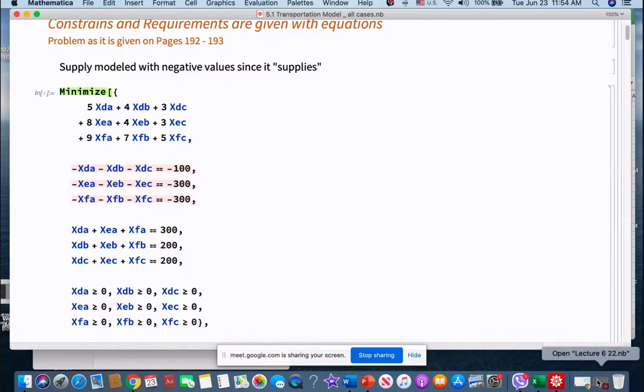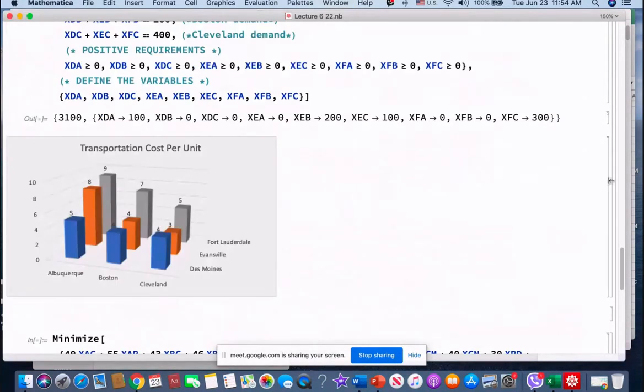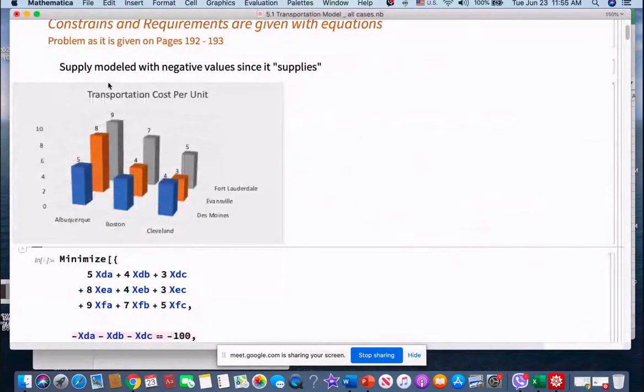I go into my lecture that I had yesterday, and I take that part that I made, and I bring it here. This is the graph that says what is happening with all of my costs. And it gives an explanation.